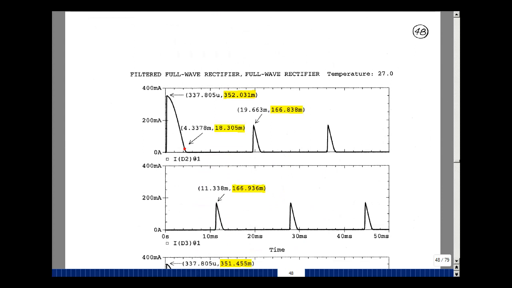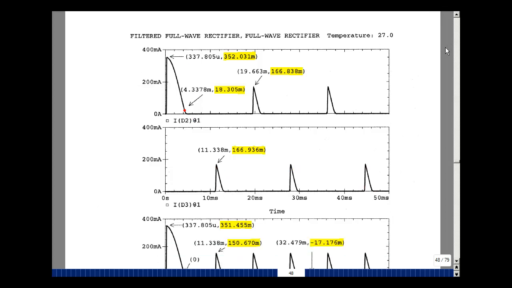I separated out that last graph. Here's the current in diodes 2 and 4, and here's the current in diode 3. So you can see what's happening here. We're getting a surge, another surge, and then repeating that surge again. And then over here for diodes 1 and 3, we only see that surge like this, but we don't see this one. So we'll try to figure out why that's happening.